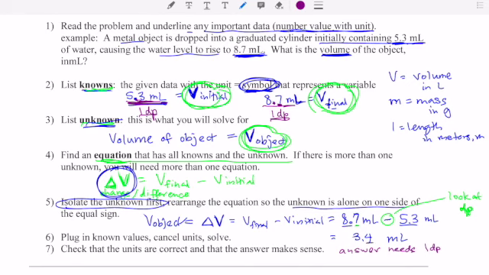So that would be it: we plug in our known values, we cancel units, and we solve. Check that the units are correct and the answer makes sense.